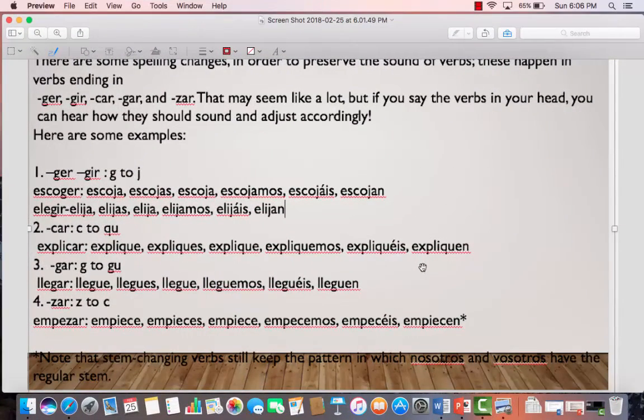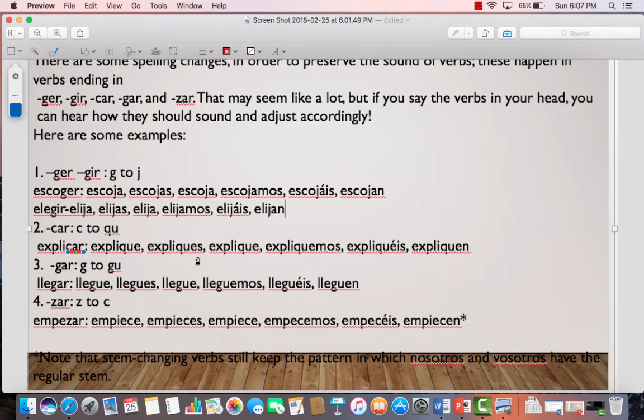Here are verbs that have a spelling change in the subjunctive. Verbs that end in GER or GIR, such as escoger, which means to choose, and elegir, which also means to choose, have a spelling change where the G changes into a J. CAR verbs, such as explicar. Explicar is a CAR verb because it ends in CAR. The C changes into a QU.